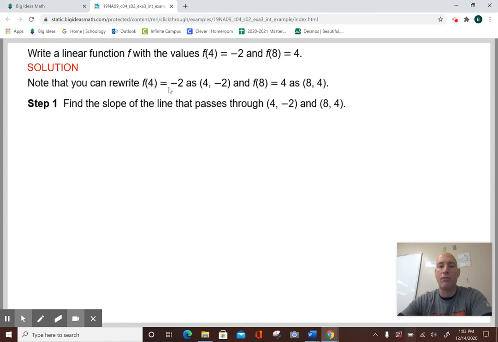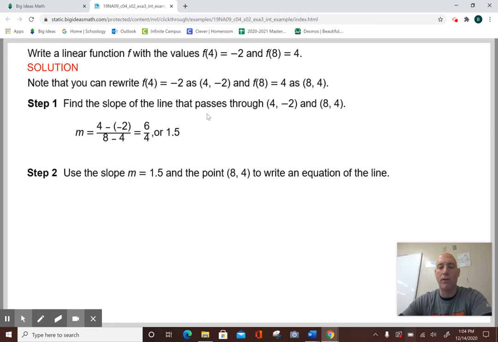So remember, if f of 4 equals negative 2, what they're saying is you plug in 4, you get out negative 2. So it's the point (4, -2). Same thing over here. f of 8 equals 4 gives you the point (8, 4). Now you go into your slope formula, y2 minus y1, so 4 minus negative 2 over x2 minus x1, 8 minus 4. It solves out to 6/4 and it reduces to 3/2.